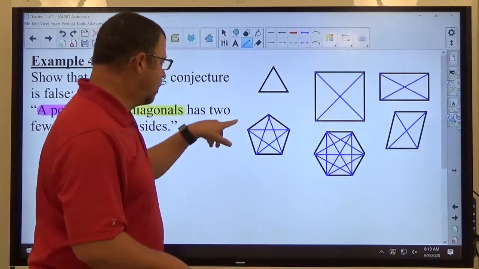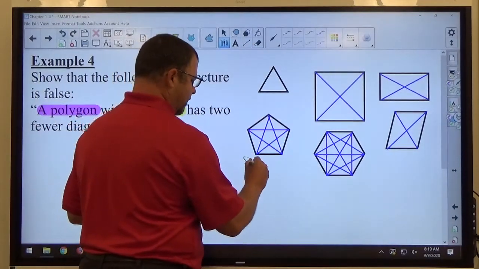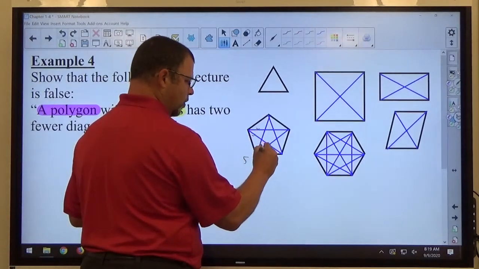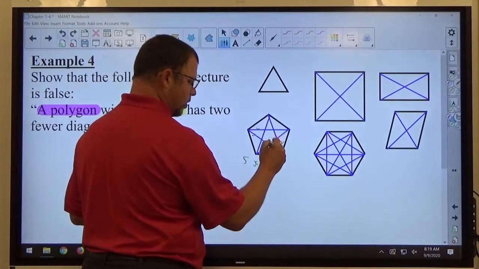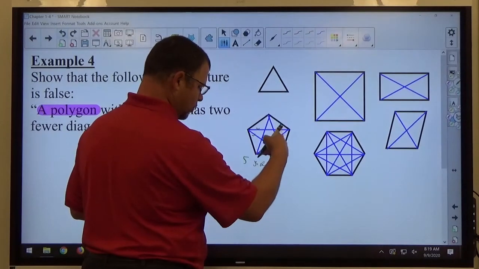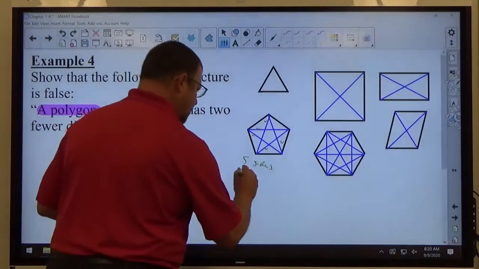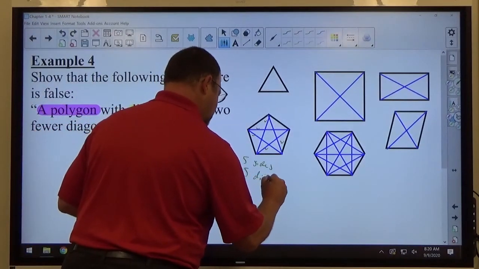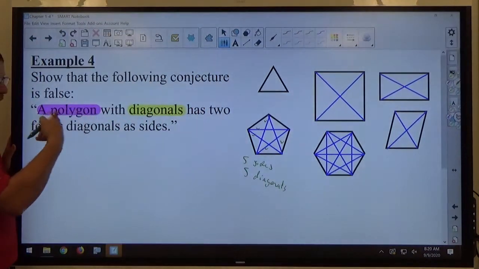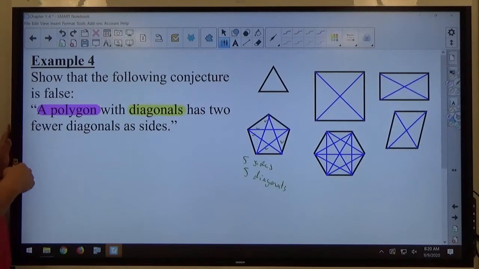All right. Here's a counterexample. Look at your pentagon. 5 sides and 1, 2, 3, 4. There's a 5th one. Which one did I mark? This one. There, there's 5 diagonals. All right, so 5 sides, 5 diagonals. So as far as their conjecture is concerned, if this were a true conjecture, then if we had 5 sides, we should have only had 3 diagonals, right? There should be 2 fewer diagonals than sides, and there aren't.